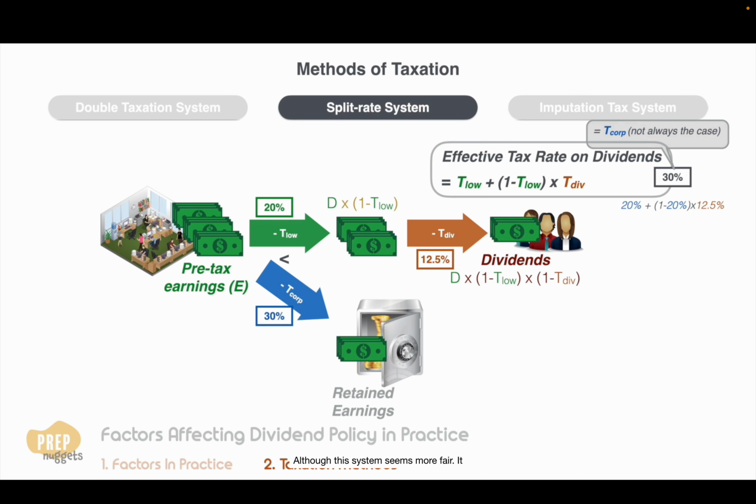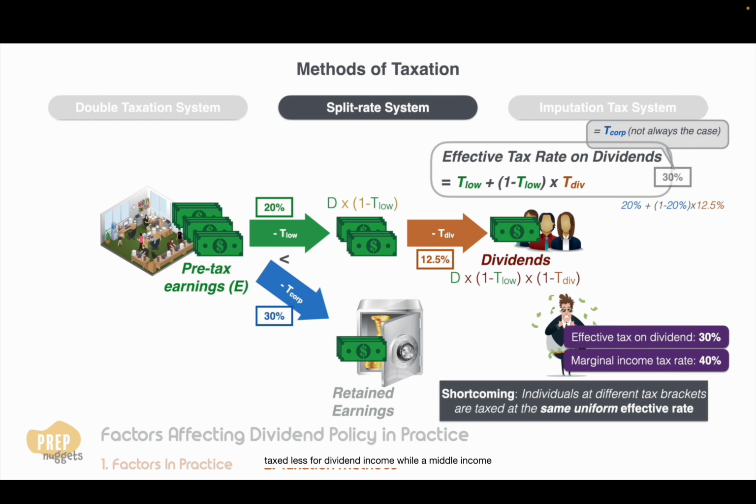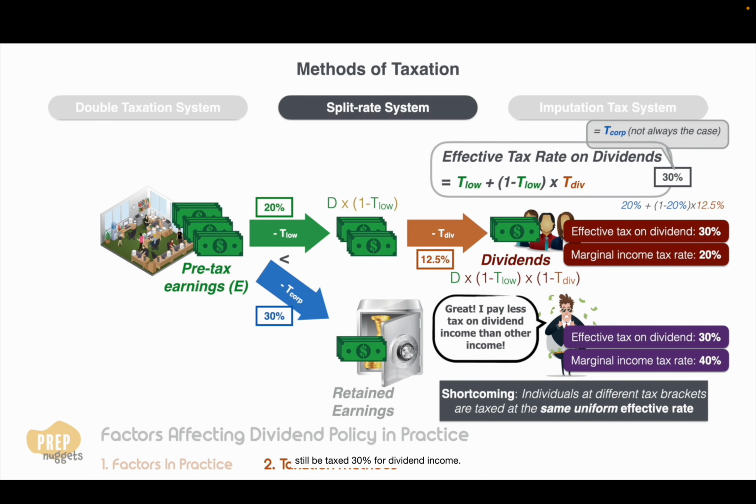Although this system seems more fair, it still does not address one shortcoming. That is, individuals at different tax brackets are taxed at the same uniform effective rate. For example, a high net worth individual whose marginal income tax rate is 40% would have been taxed less for dividend income, while a middle income individual whose marginal income tax rate is 20% would still be taxed 30% for dividend income.